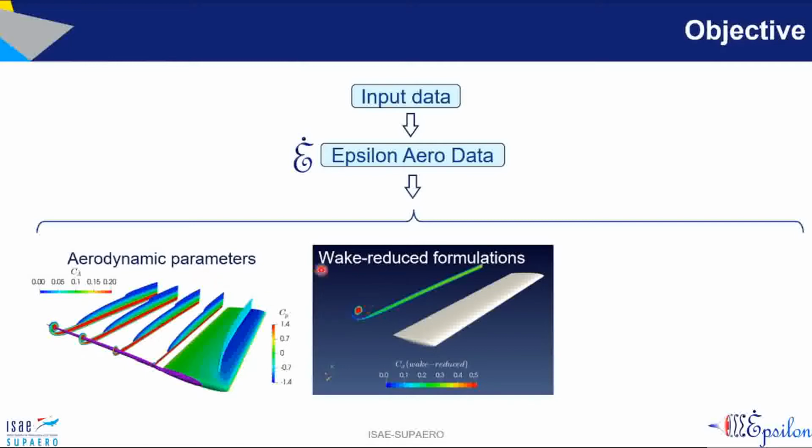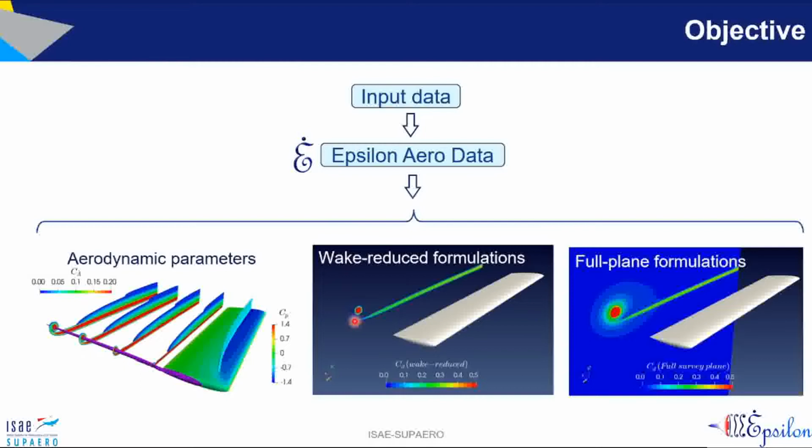You have the wake-reduced versions of some far-field and exergy formulations that will provide you, let's say, the drag density at each point of the wake. But you also have the standard full plane formulations for either exergy and far field that will give you the local drag density at each point of the survey plane.